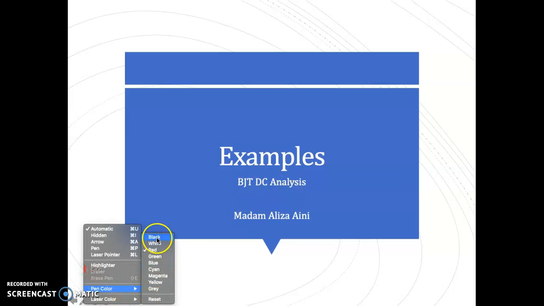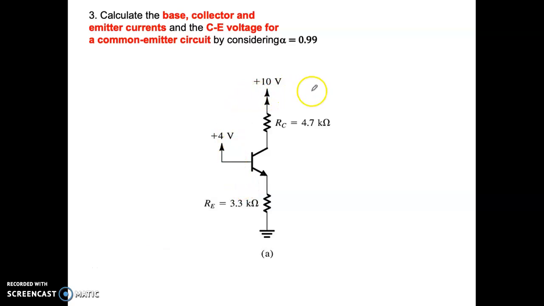So now let's continue the examples of your BJT DC analysis. Okay, so we have 3 examples here. The first one is what you need to calculate here is your IB, IC and IE. You are given alpha equals 0.99. So what is the relation between alpha and beta?